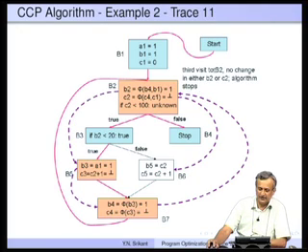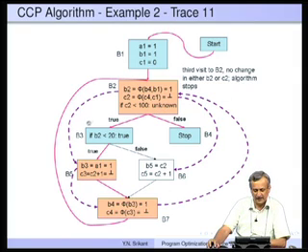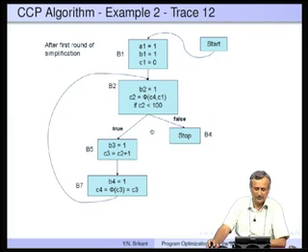Finally, this is a third visit to B2, no change in either B2 or C2, and the algorithm stops. So, this is the place where the algorithm has stopped, and this shows that after the first round of simplification we get this flow graph. I am going to show this flow graph in the next lecture as well.